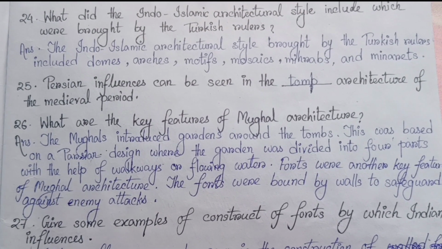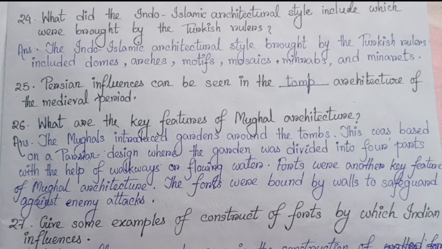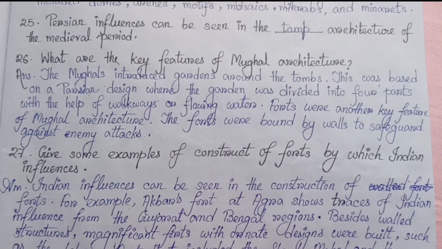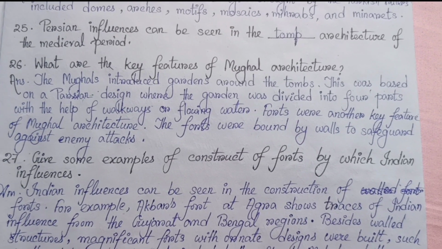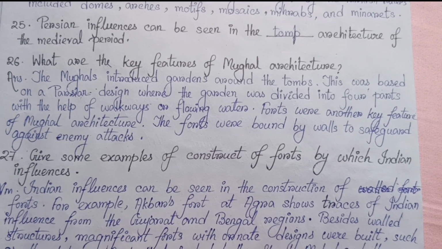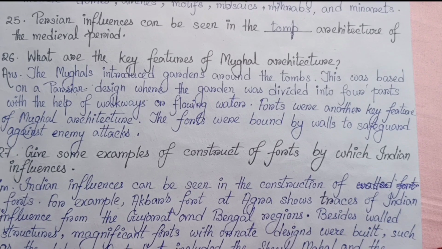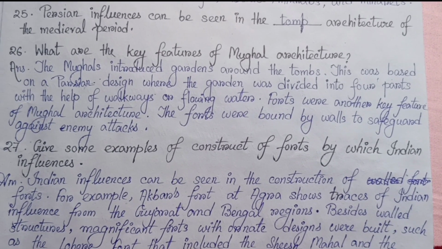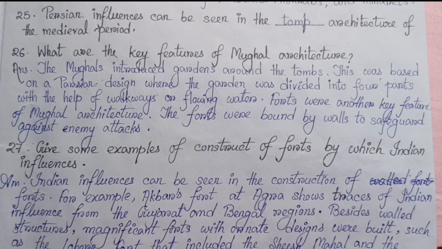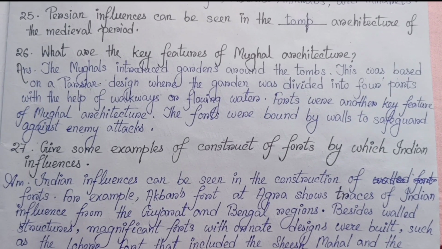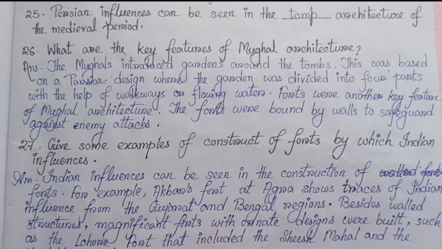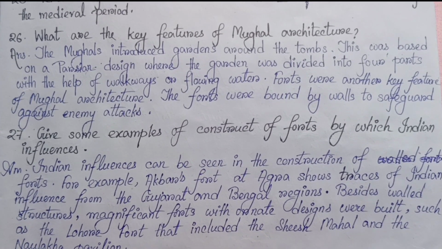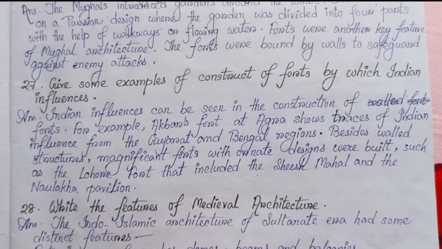Number 25. Persian influences can be seen in the tomb architecture of the medieval period. Number 26. What are the key features of Mughal architecture? The Mughals introduced gardens around the tombs. This was based on a Persian design where the garden was divided into 4 parts with the help of walkways or flowing water. Forts were another key feature of Mughal architecture. The forts were bound by walls to safeguard against enemy attacks.